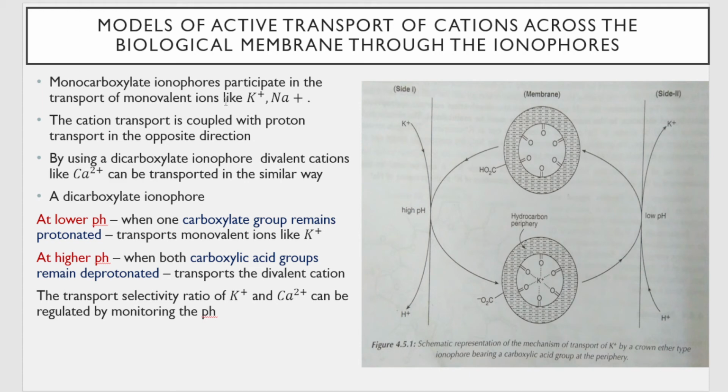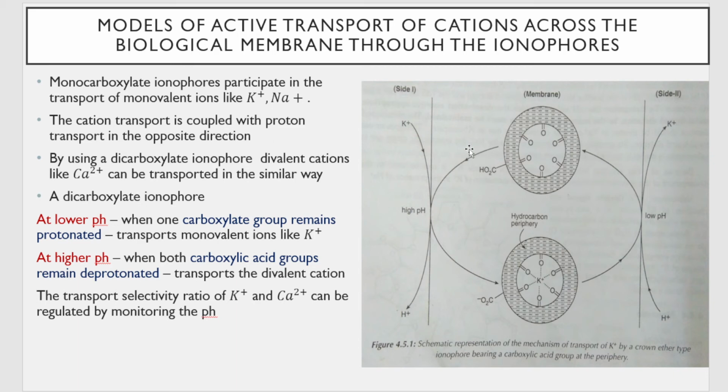So, a monocarboxylate ionophore can transport monovalent ions, that is ions with only one charge, plus one charge, like K plus and Na plus. Whereas if it is a dicarboxylate ionophore, it can transport monovalent ions like K plus and Na plus, as well as it can transport divalent ions like Ca2 plus or any ion with plus 2 charge. So it can do both the things. It can transport monovalent as well as divalent ions, whereas in case of a monocarboxylate ionophore, it can transport only monovalent ion.